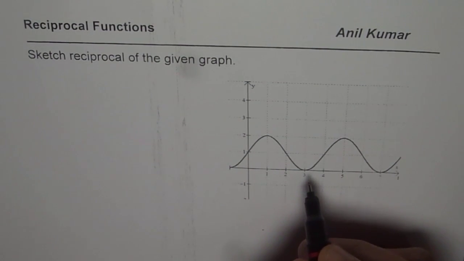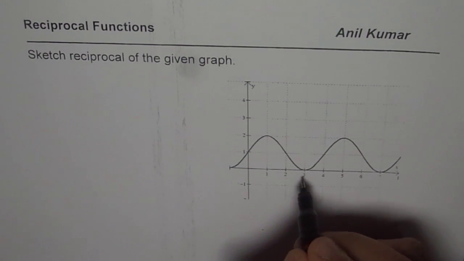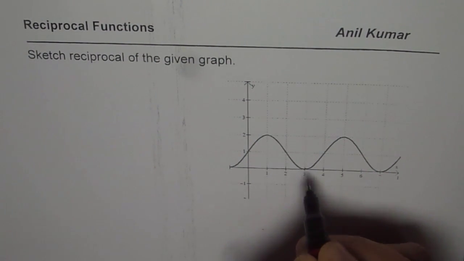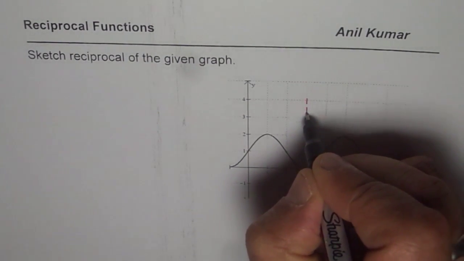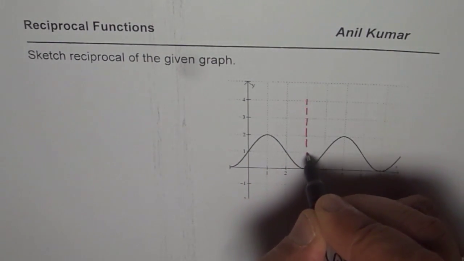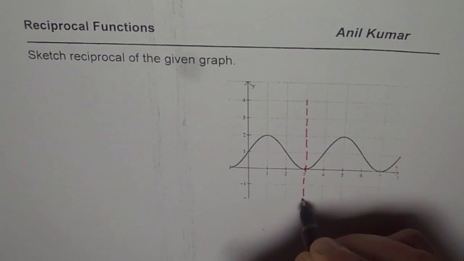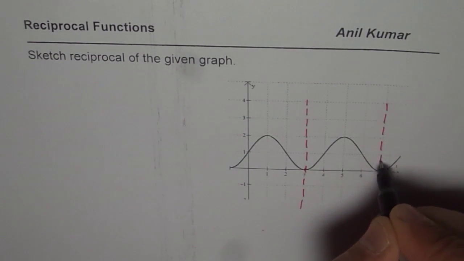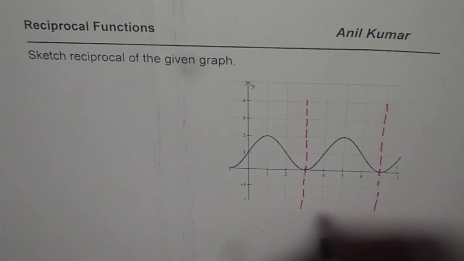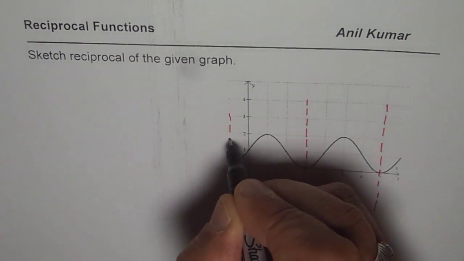So a few things to remember: first, we should look for the x-intercepts. The reciprocal of an x-intercept will be a vertical asymptote. So we can draw vertical asymptotes at all the points wherever we have an x-intercept. So these should be the vertical asymptotes for the reciprocal function, correct? So that is how we can begin.